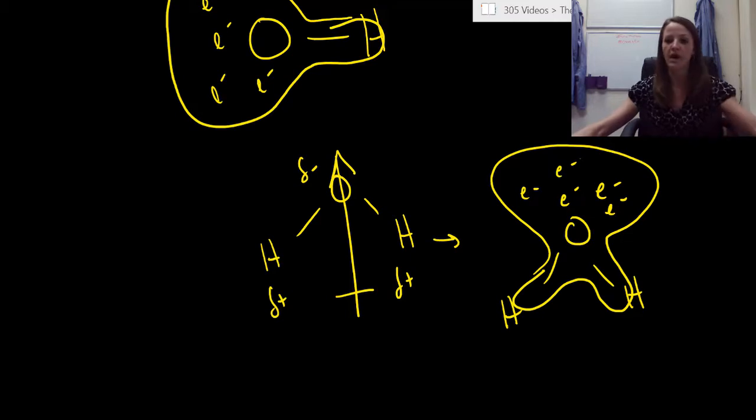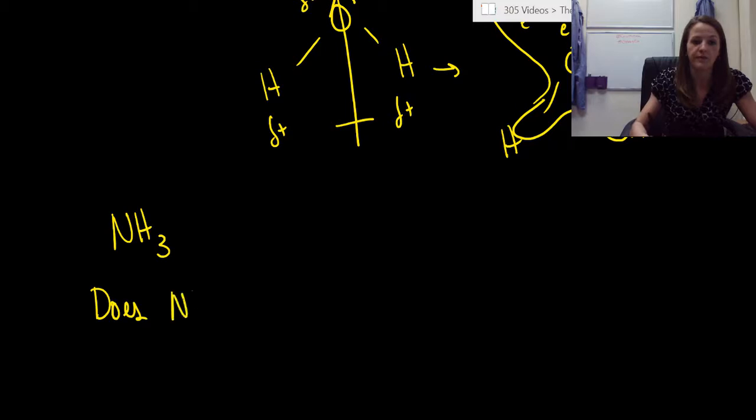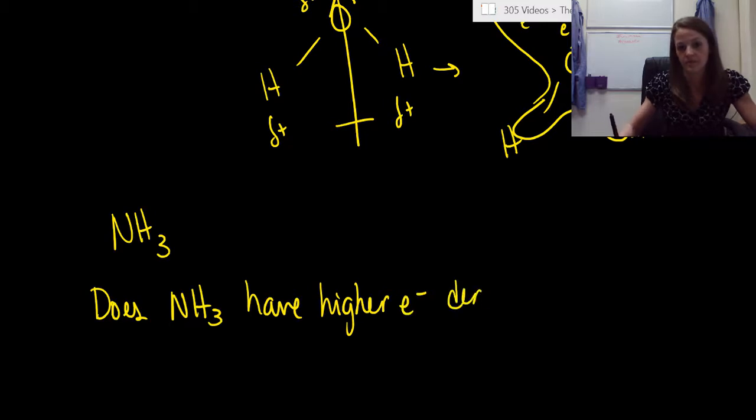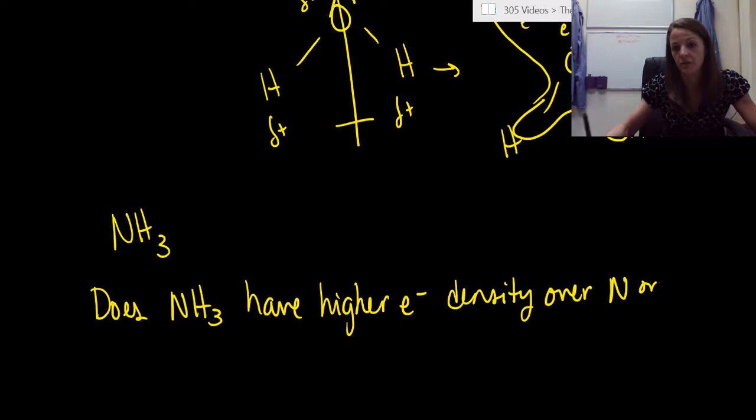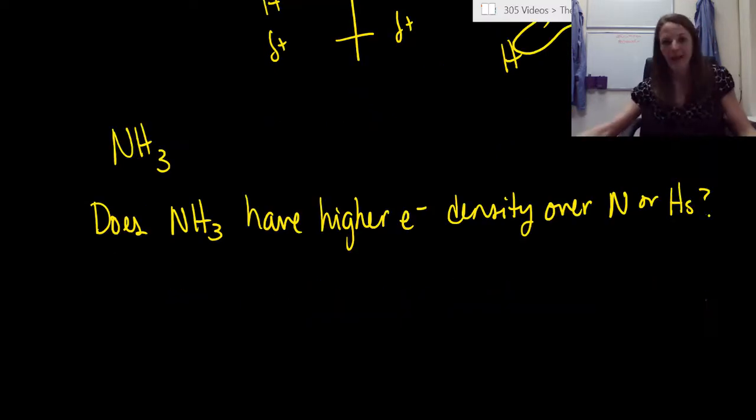Now, my question to you is, what if we did something like this for ammonia? So we have NH3. My question is, does ammonia have higher electron density over the nitrogen or the hydrogens? Okay, which one? Go. All right, did you get an answer? Hopefully you did, but if you didn't, that's okay.